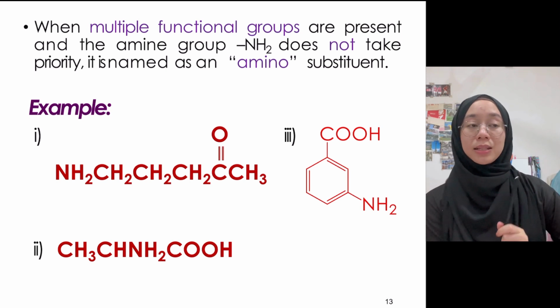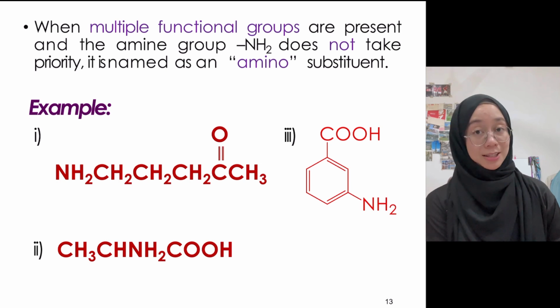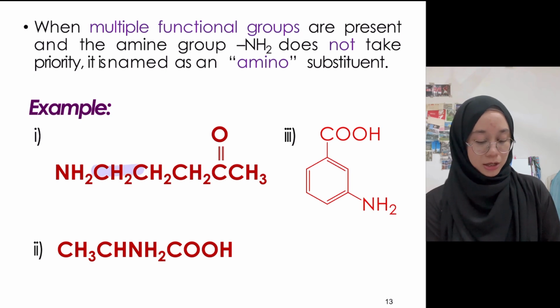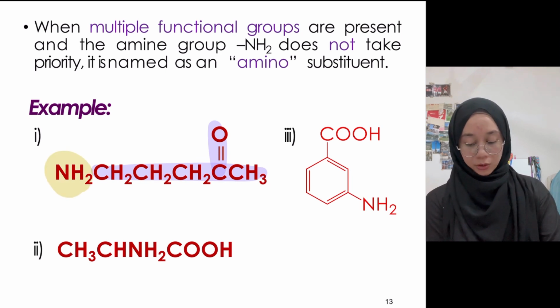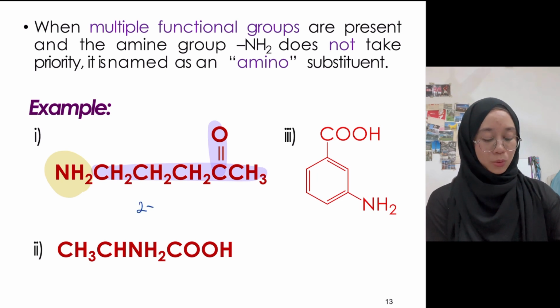Dan tapi this is only the case bila kamu tengok ada more than one functional group dalam satu compound yang sama. Okay, so in this case untuk nama yang pertama ni, so again kita akan cari carbon longest chain. So longest chain kat sini and highest priority kita adalah this one, therefore kita punya amino group akan jadi substituent. Dan so kalau kita try namakan untuk kita punya parent chain ni 1, 2, 3, 4, 5, so this is 2-pentanone.